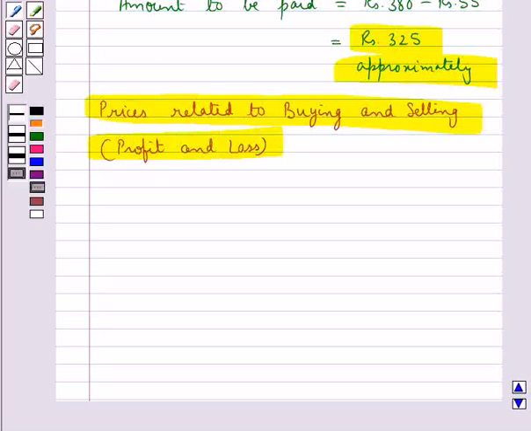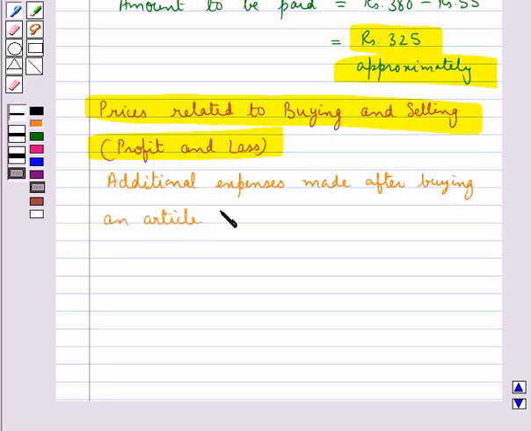First, let's see what are the overhead expenses. Additional expenses made after buying an article are included in the cost price and are known as overhead expenses.